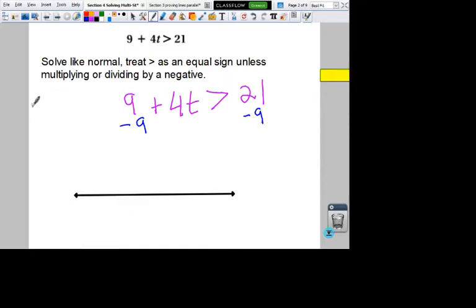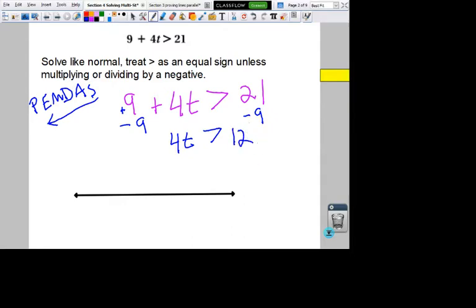Remember, it's PEMDAS backwards. It's just like solving equations. So, PEMDAS backwards. We're going to get rid of our add, subtract stuff first. That is a positive 9. So I'm going to get rid of it by minusing 9 on both sides. And I get 4t is greater than 21 minus 9, which is 12.